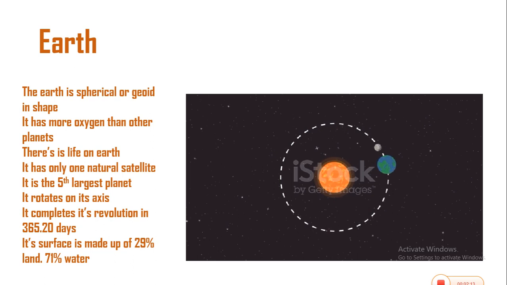The Earth is the 5th largest planet. It rotates on its axis. It completes its revolution in 365.20 days. Its surface is made up of 29% land and 71% water.